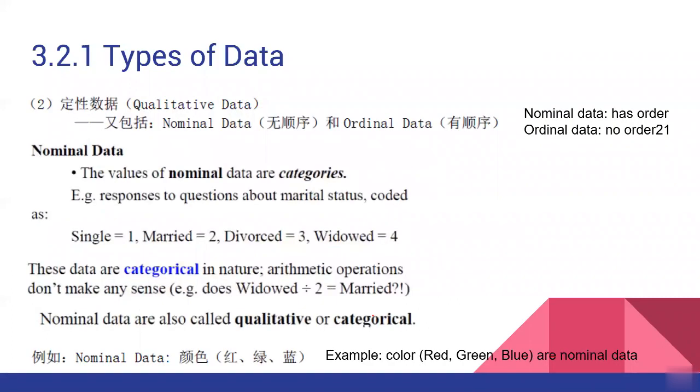Okay. The other type of data is called qualitative data, or in Chinese, 定性数据, data that only has a nature, where the quantity is not important, and there may be no quantity at all. Okay. Qualitative data includes nominal data and ordinal data, of which ordinal data has order, but nominal data has no order.